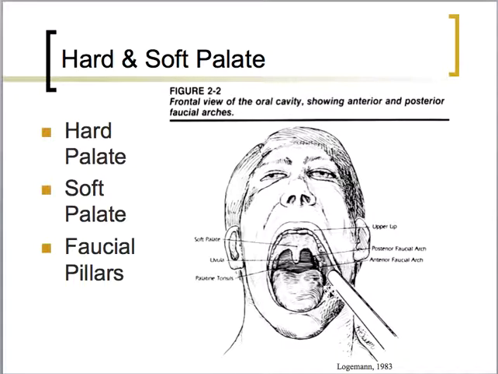There are 2 faucial pillars of interest: the anterior faucial pillars, also known as the palatoglossal arch. It goes from the soft palate to the tongue, hence the name palatoglossal. And then the posterior faucial pillars, which are behind these anterior faucial pillars, and they go from the soft palate to the pharynx. Again, the name is palatopharyngeal arch, or some people call it the palatopharyngeal fold.